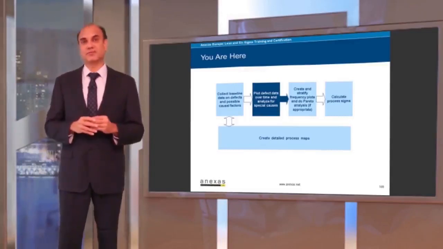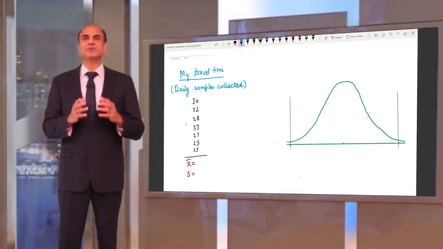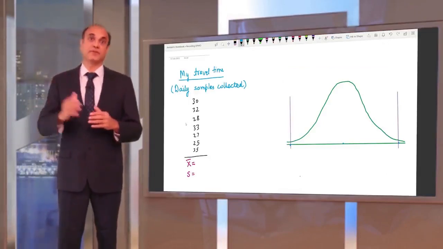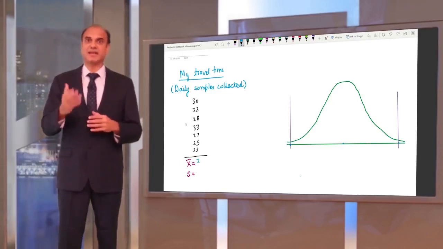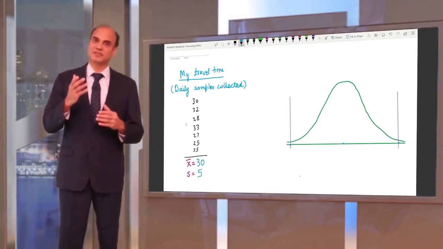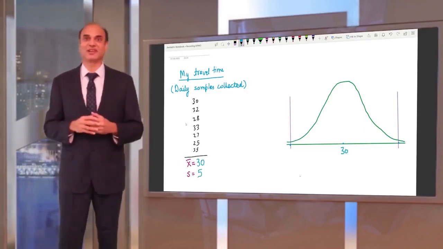To give you a little bit of an idea of what a control chart is, let us take a simple example. Suppose I collect the data of my travel time from my home to office every day, and I find that on an average I'm taking 30 minutes and the standard deviation is 5 minutes, and we know how to calculate the standard deviation and how to calculate the average.